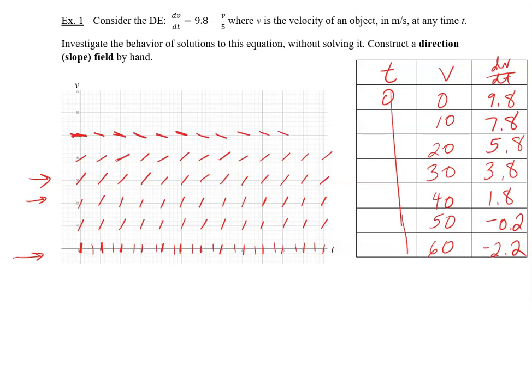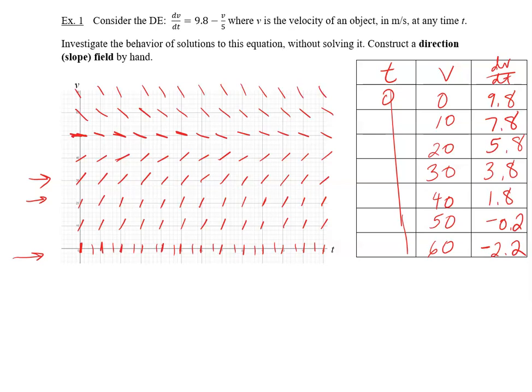And then when we get to 60, my slopes switch to negative 2.2. So they're negative still, but a little steeper. So they're going to be maybe more like this. And then it's just going to follow that pattern. As v gets larger, the slopes are going to stay negative, but get steeper. All right, so we're looking, like I said, for behavior. What's happening in this slope field as t goes to infinity?